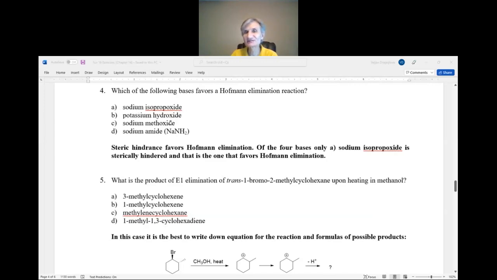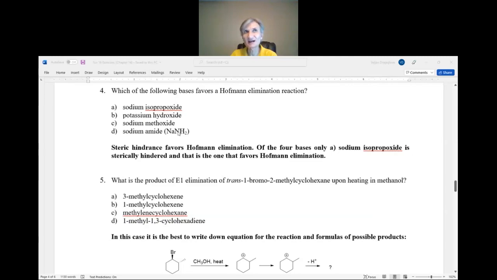Potassium hydroxide is very small, that's not hindered. Same as methoxide, that's not. And the last one, sodium amide, it's a very strong base, amide, but again not hindered. All of these have very small substituents.